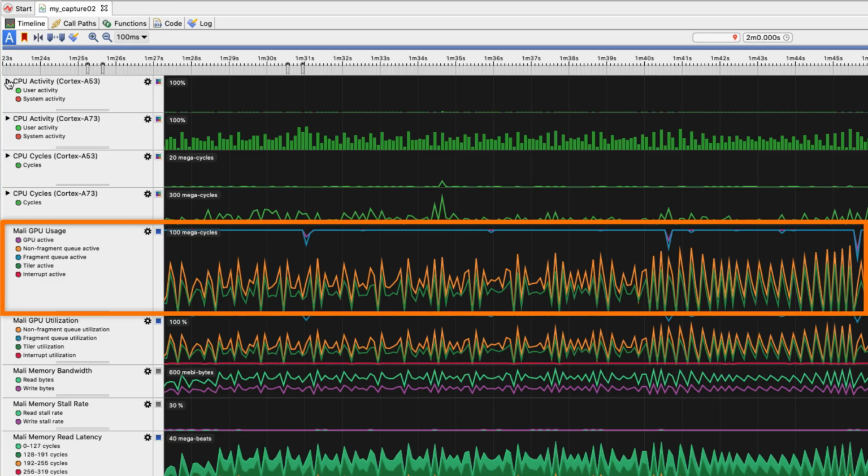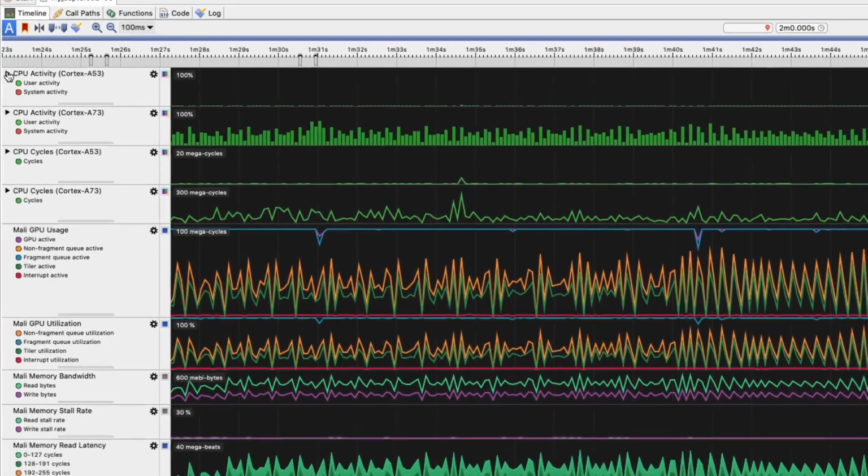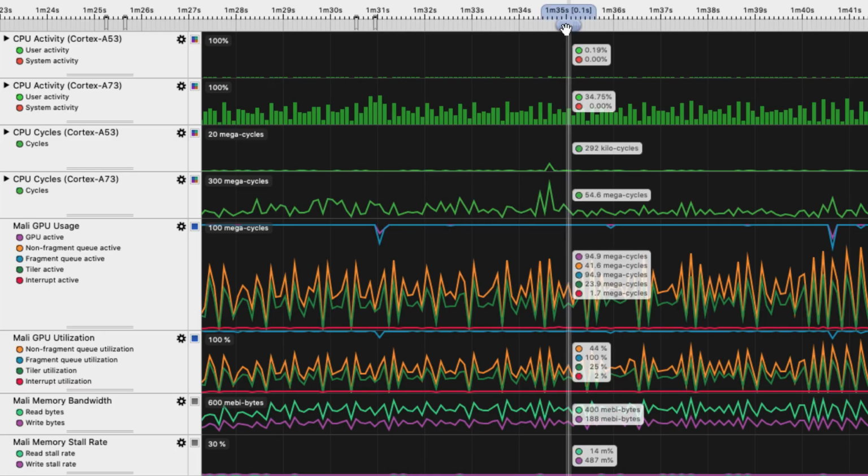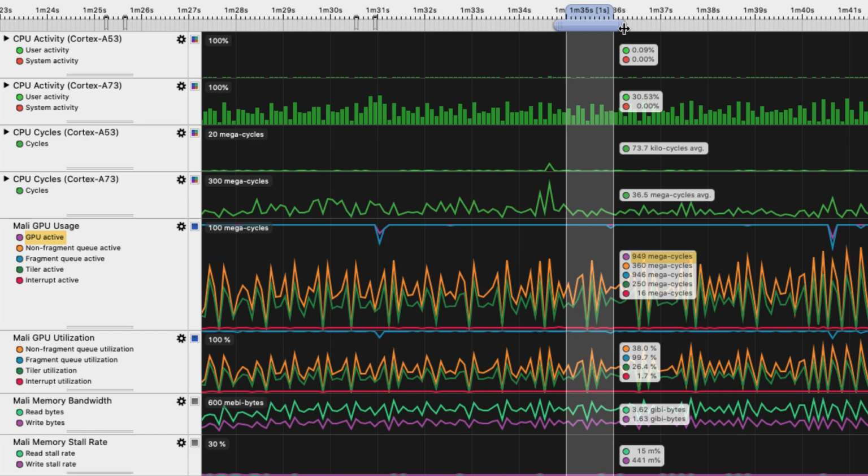Let's look at the GPU usage. It's useful to check what frequency the GPU is running at. If we highlight a 1 second region here, we can see that the GPU is active for 949 million cycles per second. That's 949 MHz, which is the maximum frequency for the GPU in this device.